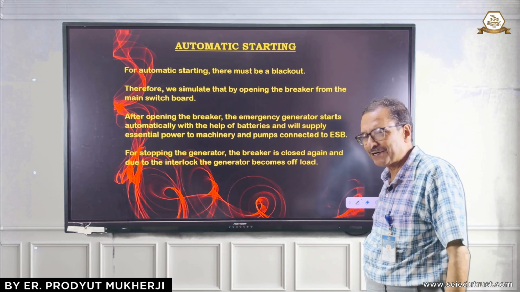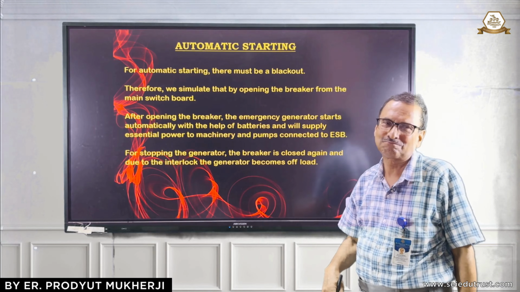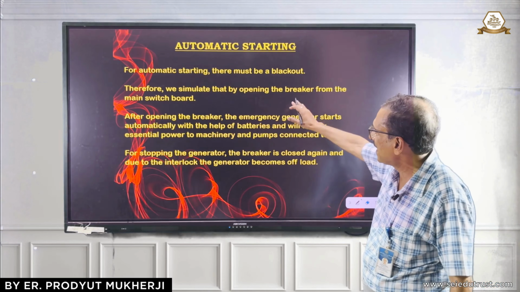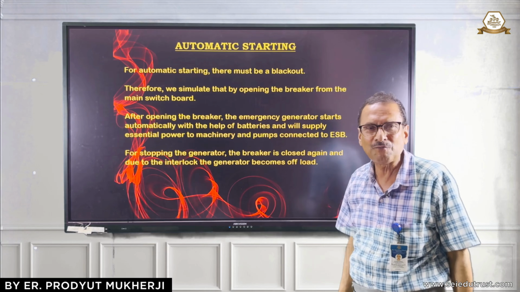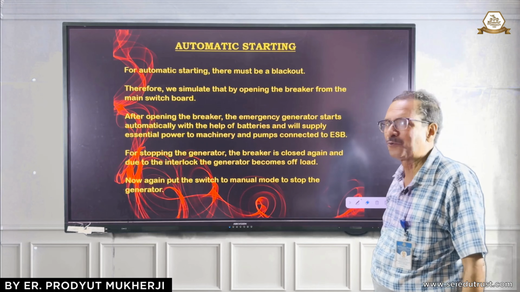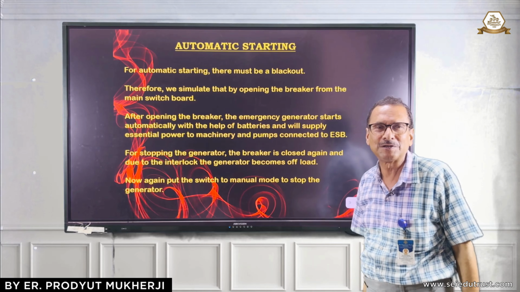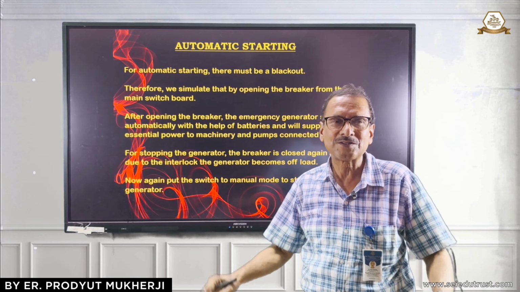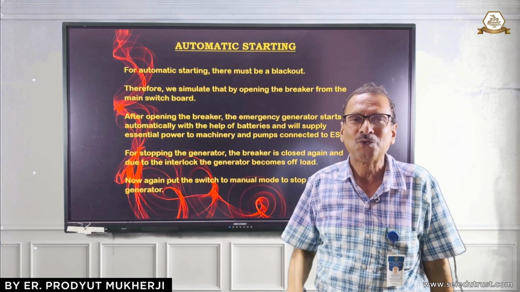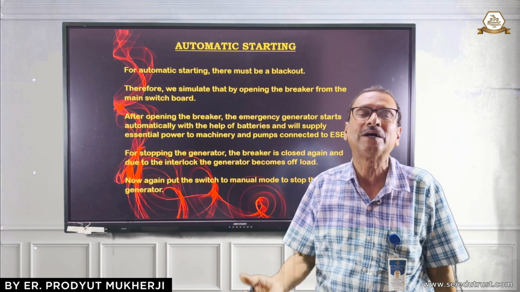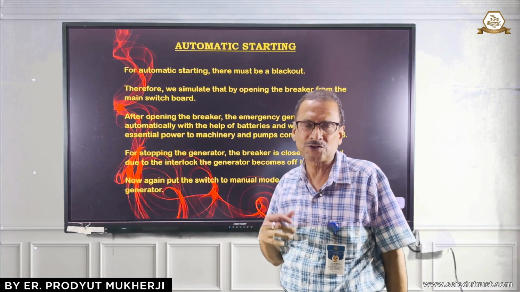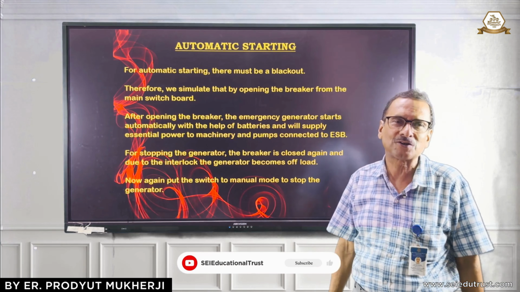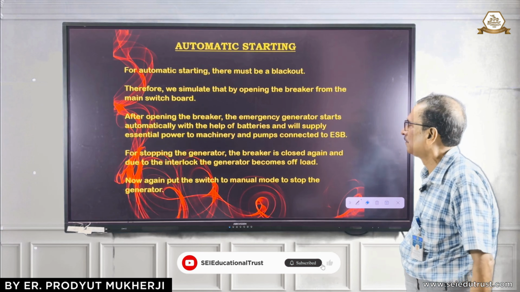For stopping the generator, the breaker is closed. The main generator starts supplying into the ESB. The emergency generator goes off load, and then you can put it to manual and stop the emergency generator. This is how we show the testing of an emergency generator auto system when an inspector comes on board, either a port state inspector or a surveyor. This is how we show them the automatic operation of the emergency generator.